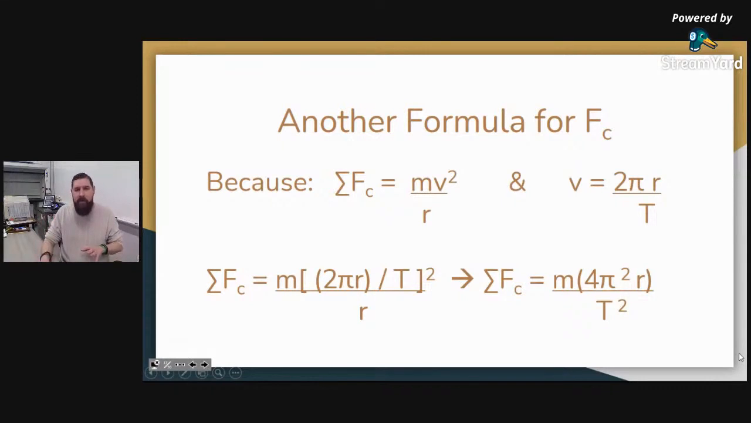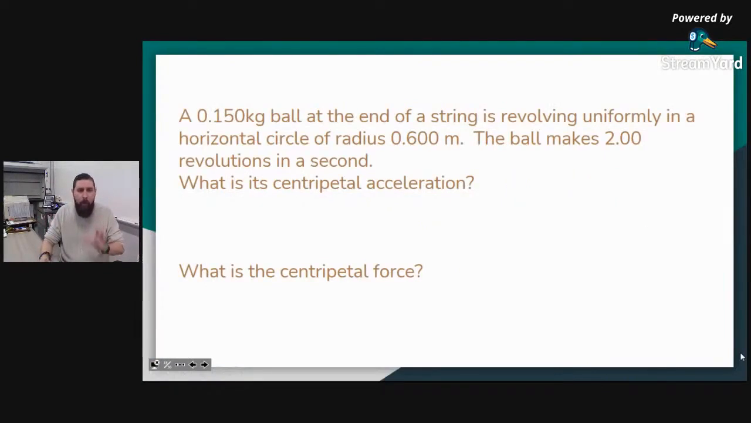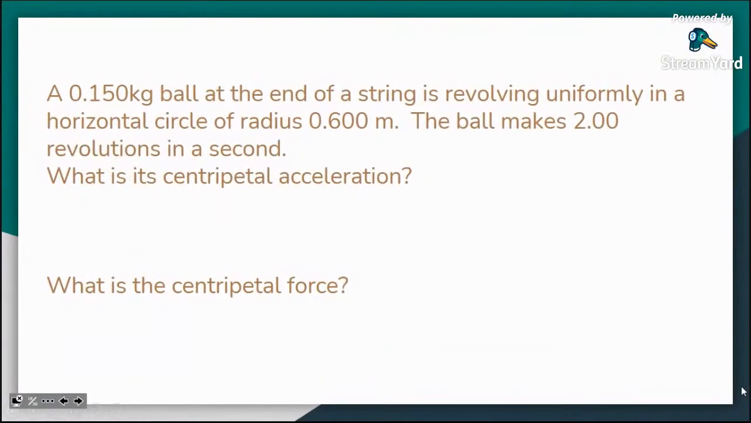So with those equations in our arsenal now, we're going to go on and take a look at how to work some of these problems. The first problem here: a 0.150 kilogram ball at the end of a string is revolving uniformly, and that key term uniformly means uniform circular motion, in a horizontal circle of 0.6 meters. The ball makes 2 revolutions in a second.